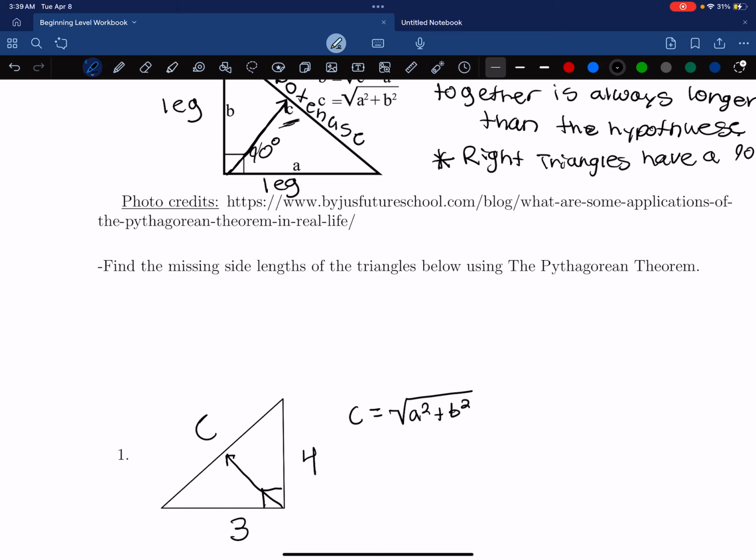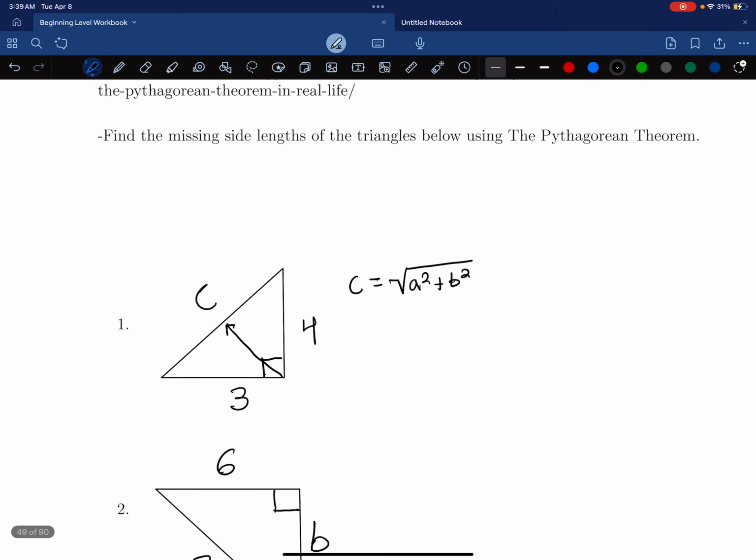So to find what A is and B is, we have two legs here. And we can either say A is 4 or 3. It doesn't really matter. But in this case, I'm just going to say A is 3. And since we said A is 3, B has to be 4. So let's plug those numbers in. So we get the square root. So we said A is 3, so we have A squared. So we're going to do 3 squared. And then B is 4. So we're going to add that 4, and then we're going to square it.